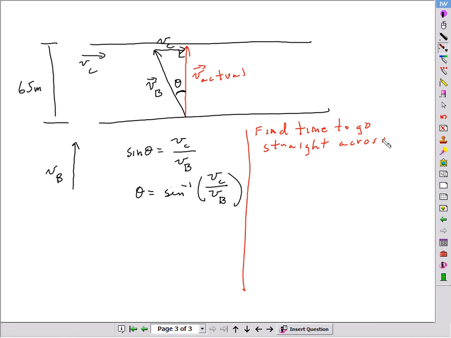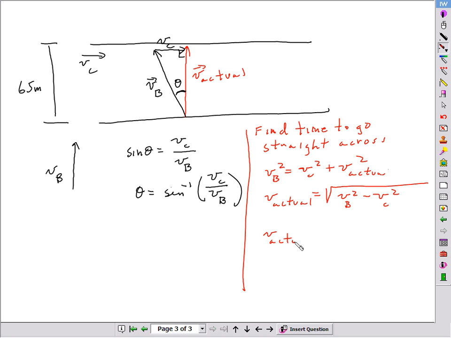Well, I'm going to need to know V actual. That's one leg of the triangle. And so using the Pythagorean theorem, the speed of the boat squared equals the speed of the current squared plus V actual squared. So V actual will be equal to the square root of the speed of the boat in still water squared minus the speed of the current squared. That would give you your actual velocity.